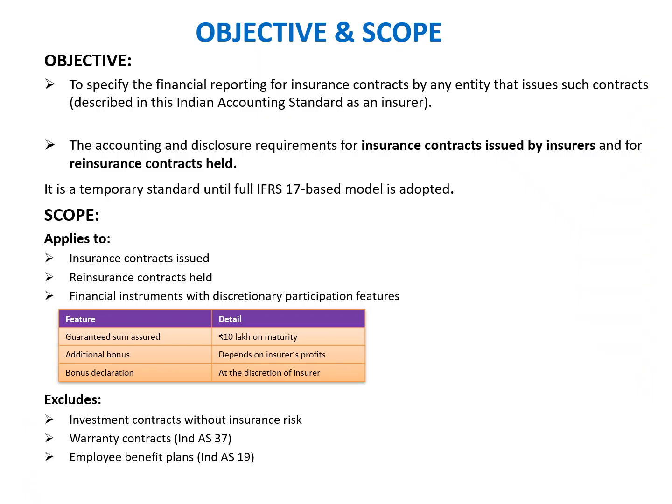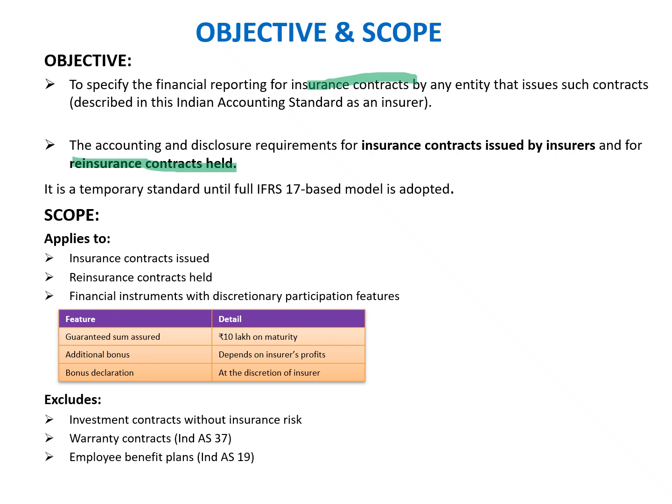Okay, now we'll come to the first slide, which is the slide for objective and the scope. So objective. This standard Ind AS 104 applies to insurer, which means the entity that issues the insurance contract. And it also applies to insurer for the reinsurance contract that are being held. So typically two scenarios are covered here, insurance contract and the reinsurance contract held by the insurer.